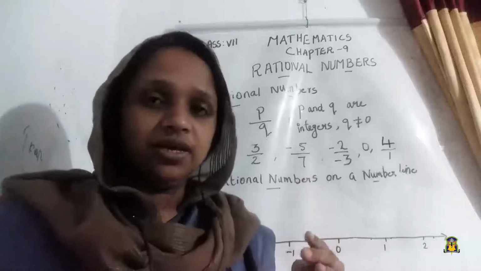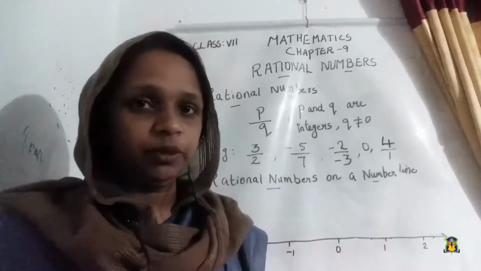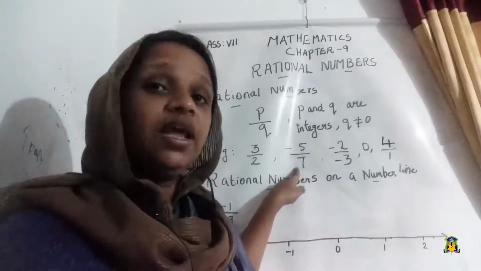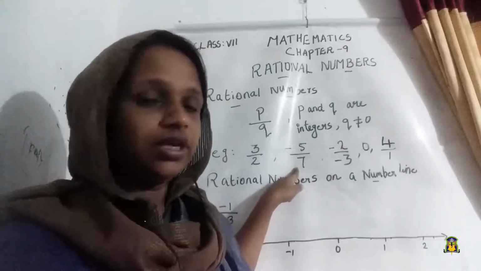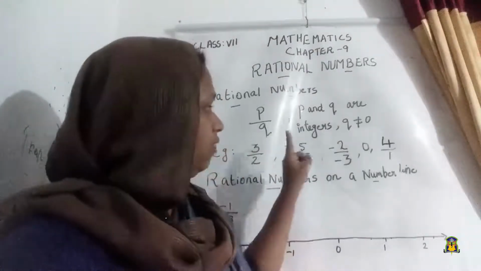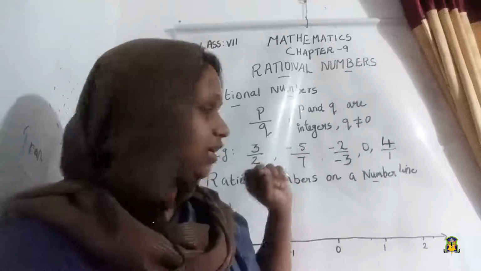If we write 3 by 2, both are positive, so we can tell that it's a positive rational number. What about the next, negative 5 by 7? It's a negative rational number, because the numerator is negative and only one negative is there.